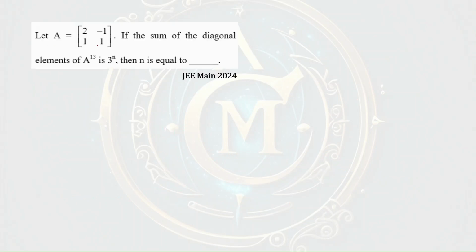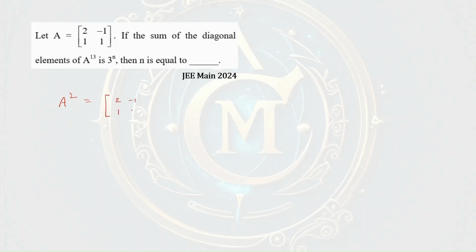Now coming to this question, this was asked in JEE Main 2024. It says, let A be this matrix. If the sum of the diagonal elements of A to the power 13 is 3 to the power n, then n is equal to, and we have to give the answer in the blank space. Basically, we have to calculate some higher powers of A. That means we have to first calculate A square. So A square will be A times A.